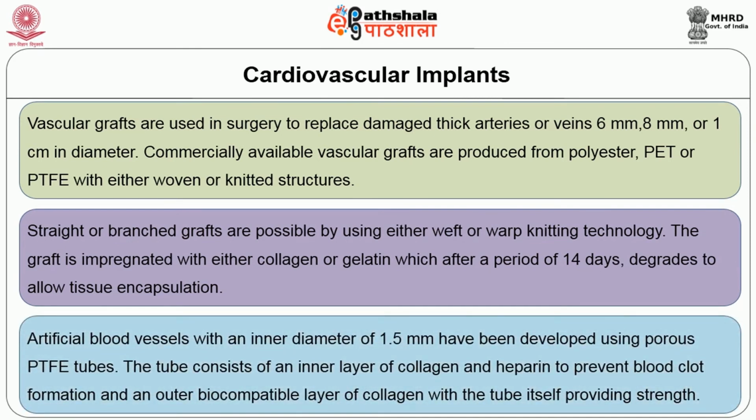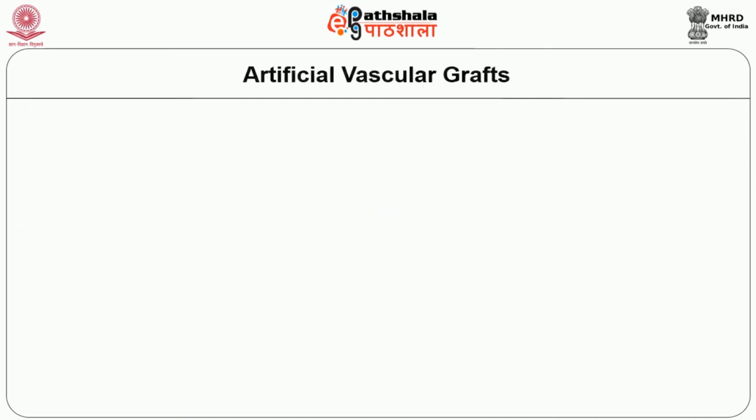Artificial blood vessels with an inner diameter of 1.5 mm have been developed using porous PTFE tubes. These tubes consist of an inner layer of collagen and heparin to prevent blood from clot formation, and the outer biodegradable layer of collagen, with the tube itself providing strength.